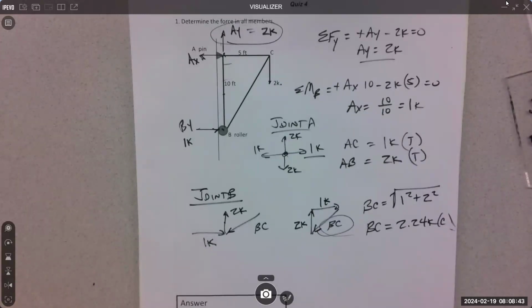All right. Overall good. Everyone pretty much attacked it correctly. Some little mistakes here and there.